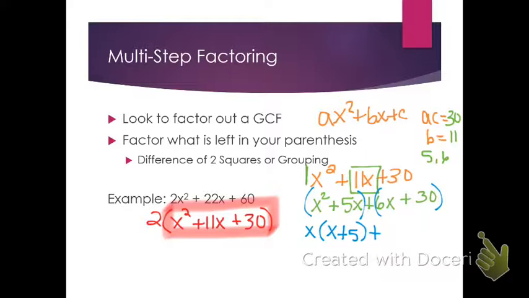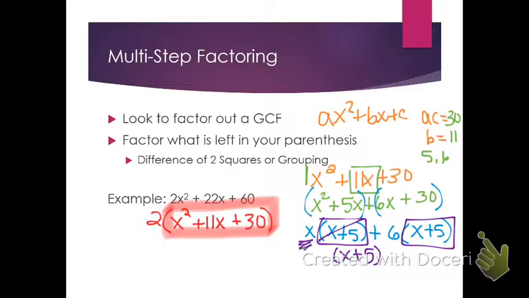Copy the plus sign. 6x plus 30, that has a GCF of 6. When I factor that out, I'm left with an x plus 5. So my common binomial is x plus 5. When I factor that out, I'm left with an x and a plus 6. So x squared plus 11x plus 30 factors into x plus 5, x plus 6.